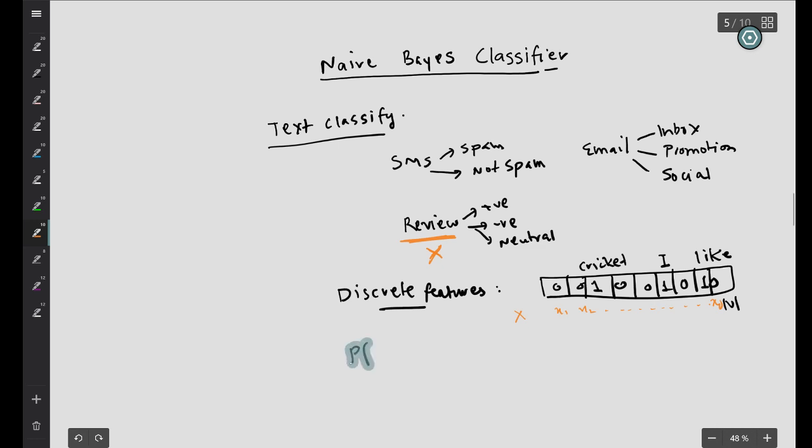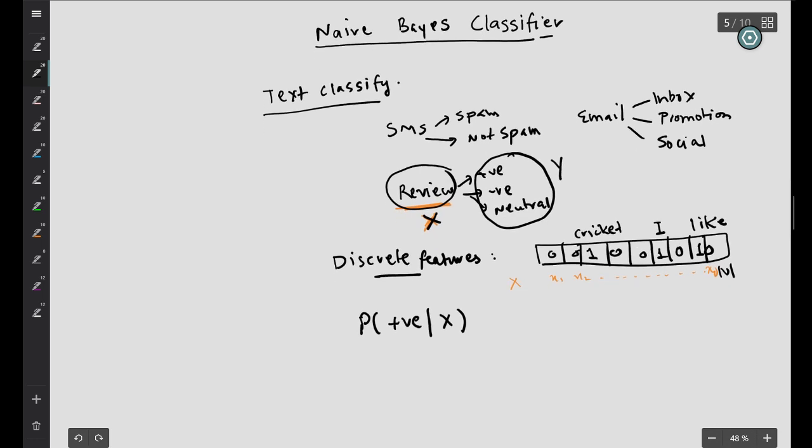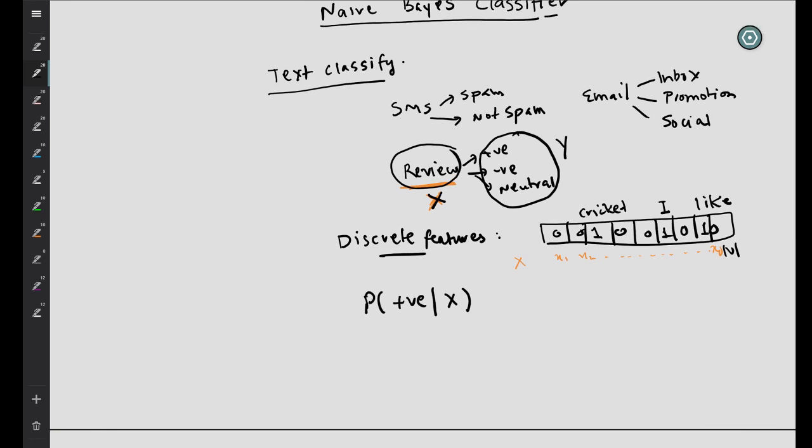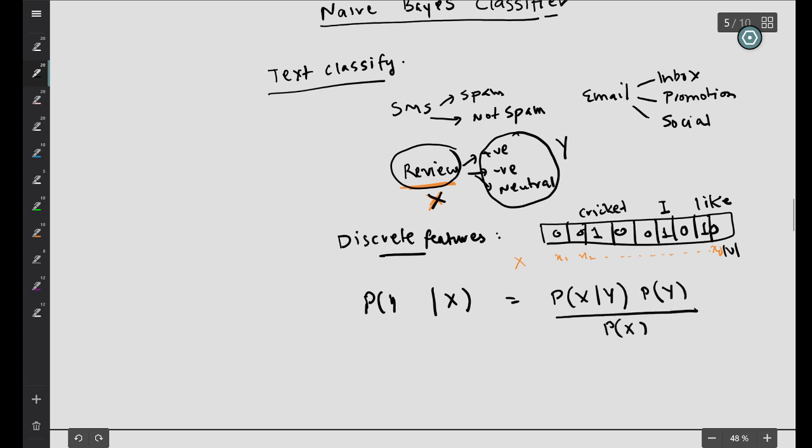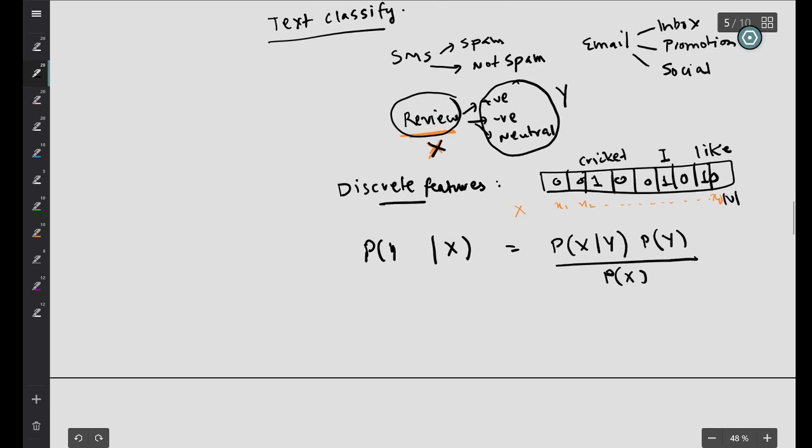We want to figure out the probability that the given text belongs to the positive class given the value of the text. These values are the y values, and this value is the x value. Again, it is a supervised learning algorithm. So we would figure out this value, which I am writing as the probability that y equals 1 given x. This can be written as p of x given y into p of y divided by p of x. Okay, so this was the Bayes theorem.